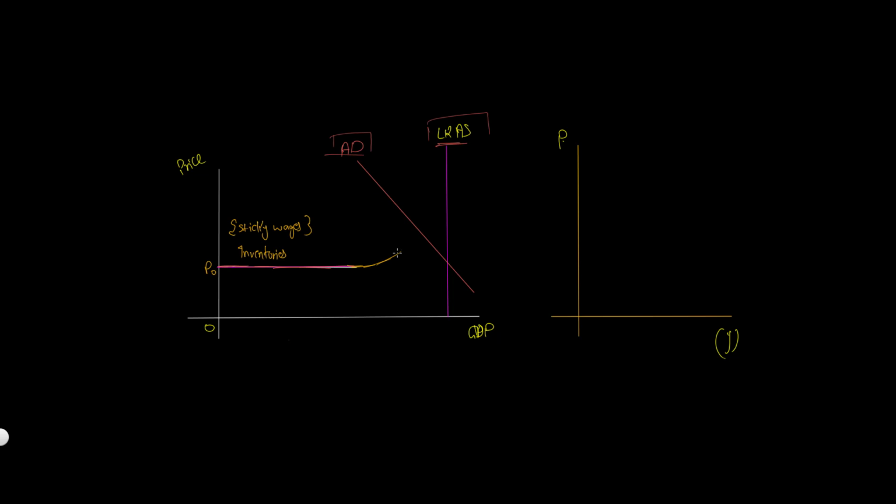In previous videos we have discussed this first part where the supply curve is completely horizontal. We have also discussed this third part over here where the supply comes back to the vertical, which is in line with the classical model.